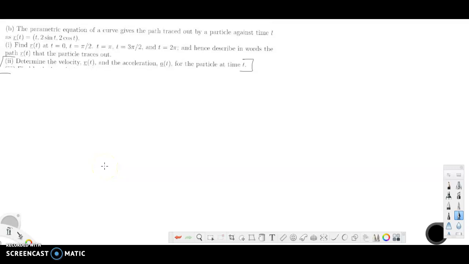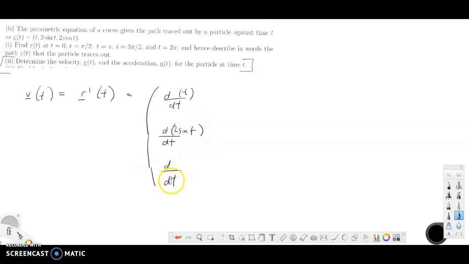Now we're going to determine the velocity vector v of t, and that velocity vector is equal to the first derivative of the position vector. So we can write it kind of like this. We're going to write the first derivative with respect to t, d/dt of t, because that's the x component. We're going to have d/dt of the y component, which is 2 sine t, and the first derivative d/dt of the z component, 2 cos t.